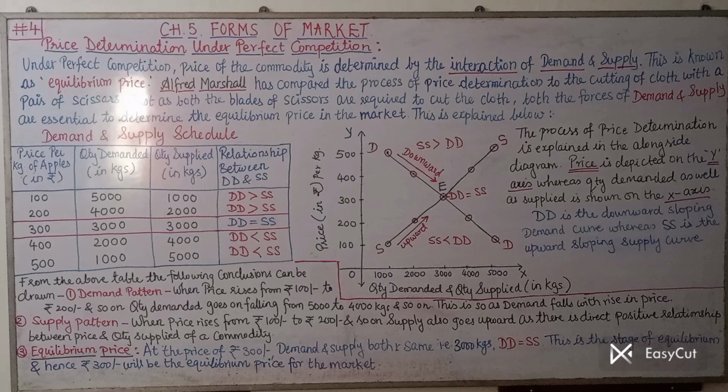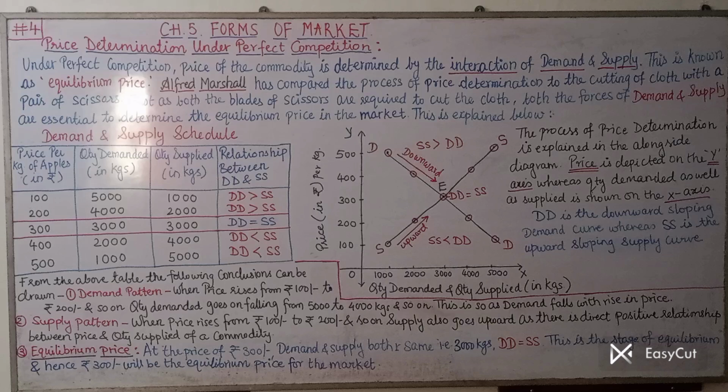Then we'll explain the table also. I've written everything on the board. From the above table, the following conclusions can be drawn. First, I'm mentioning the demand pattern, that is, as the price rises, demand goes on falling. So the demand falls with the rise in price. Then second thing, I have mentioned the supply pattern. When the price rises from 100 to 200 and so on, accordingly, since there is a direct positive relationship, supply also goes on rising, that is upward.